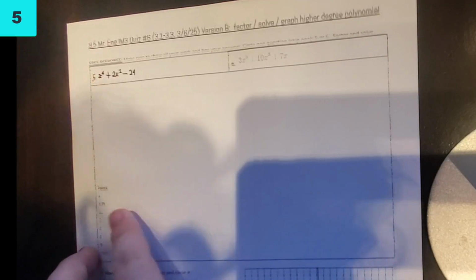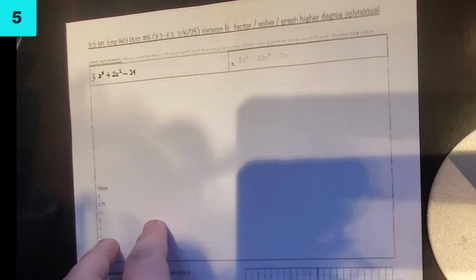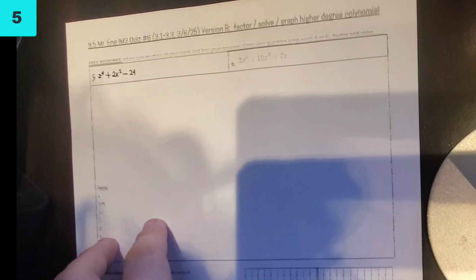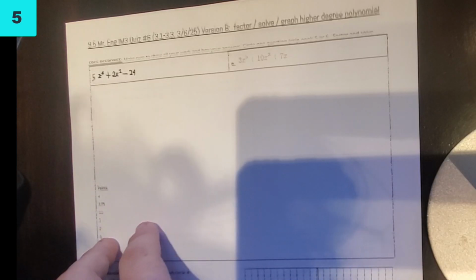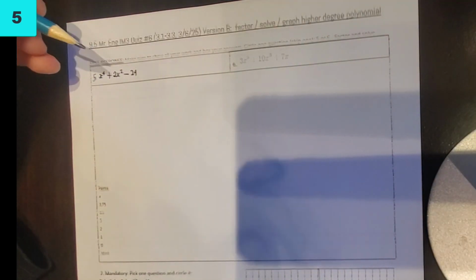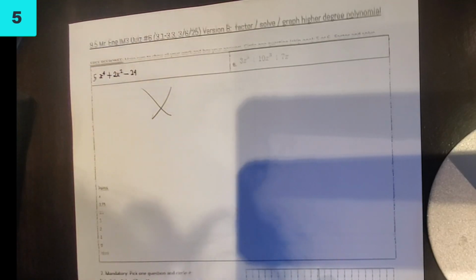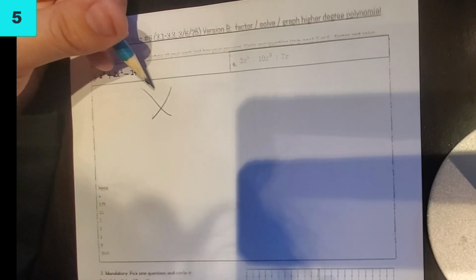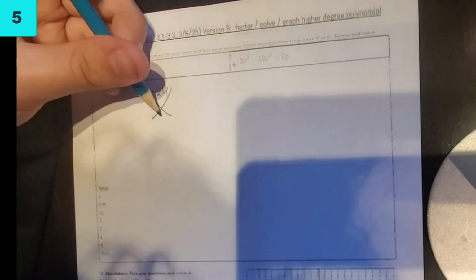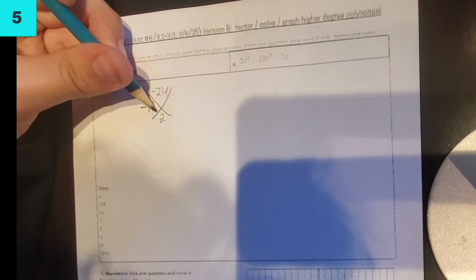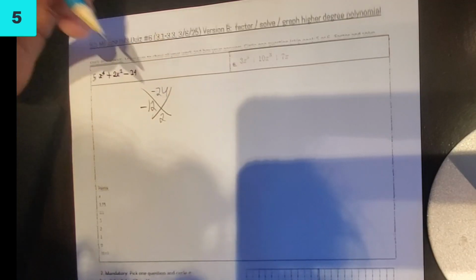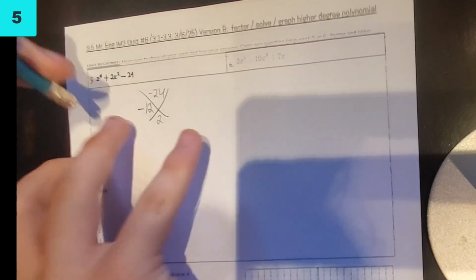Starting from 5, which is this one, the printer didn't do it too well. We have x to the 4th plus 2x squared minus 24. For this situation, I personally just like to take this straight into cross and box. So what we'll do is we'll just put negative 24 up here and 2 here, and then we'll put negative 12 here, and wait, we won't.